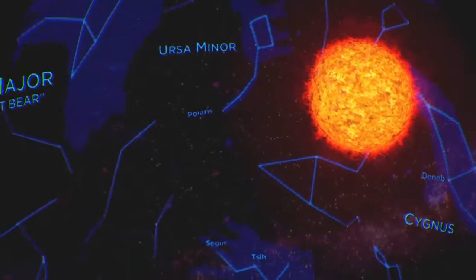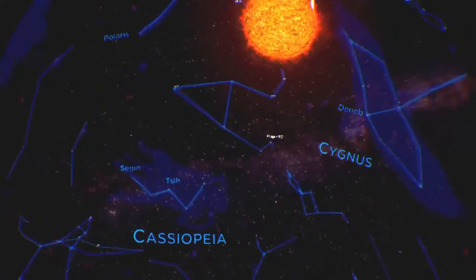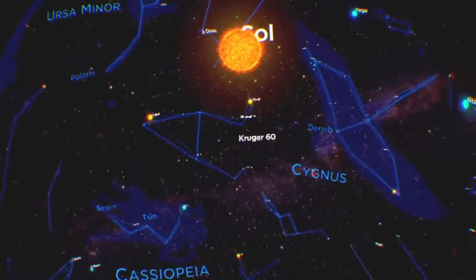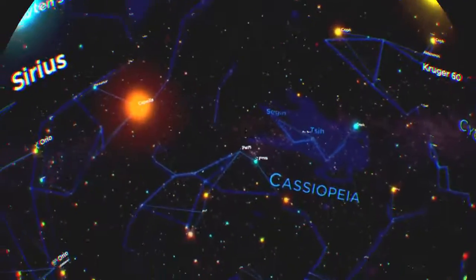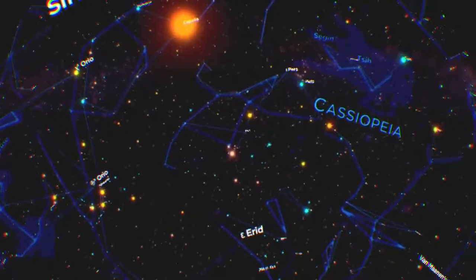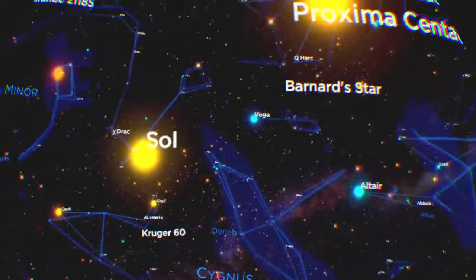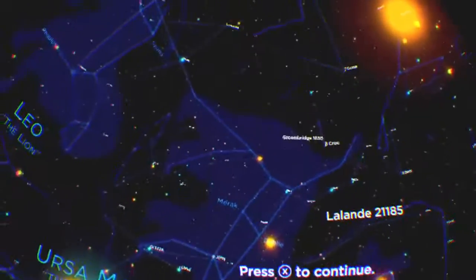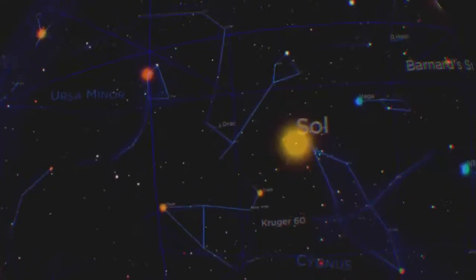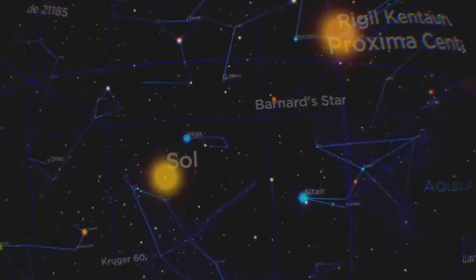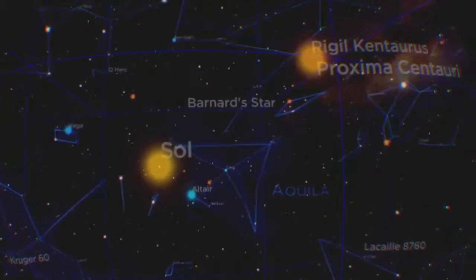We now know that the stars in the sky are spread out across vast distances across the galaxy and beyond. The line patterns associated with constellations would look vastly different when viewed from other locations in the galaxy outside of the solar system.